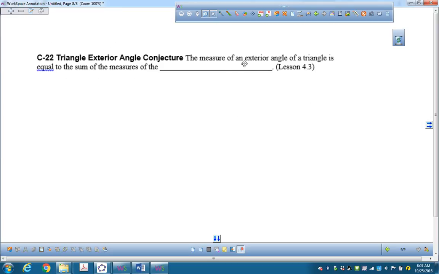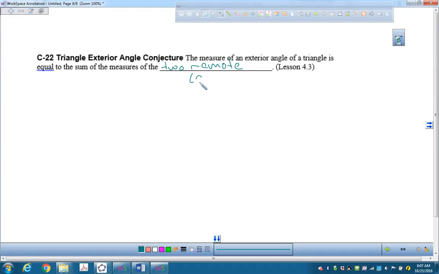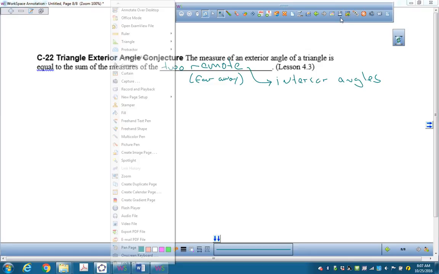Triangle exterior, the measure of an exterior angle of a triangle is equal to the sum of the measures of the two remote, what does remote mean? If something is remote, what does that mean? Like opposite, or far away. Far away, okay? If you go to a remote desert island, you go to a faraway island. The measures of the two remote interior angles. Okay? So you might want to draw a picture to remind yourself of what that means.